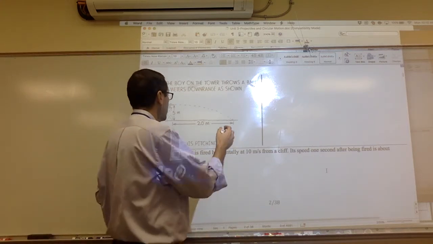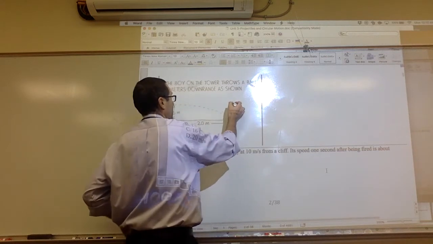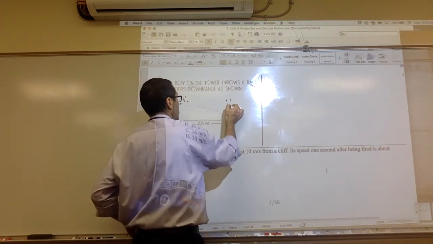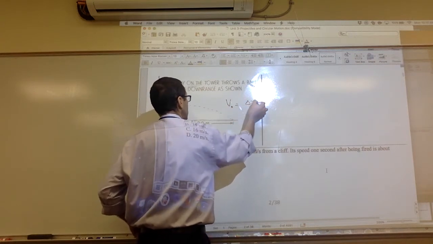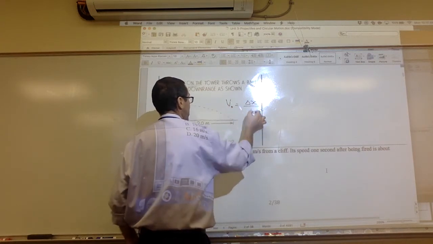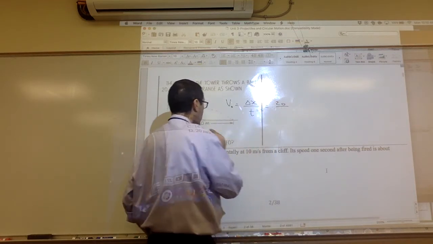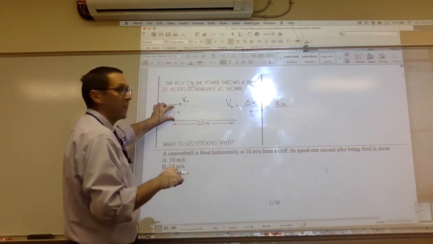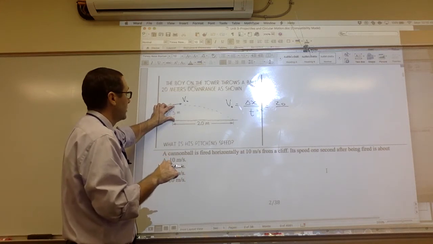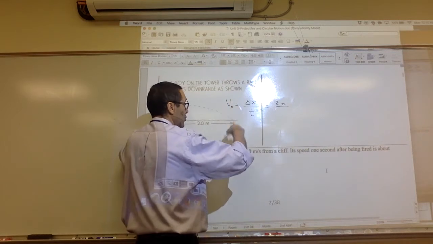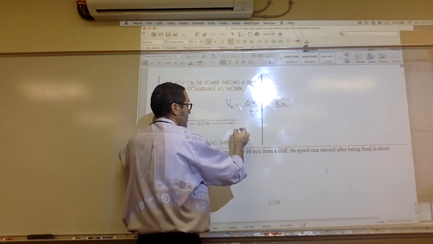In order to do that, we have to start working in the x direction. So he fires this way with an initial velocity V0. And that's delta x, the horizontal distance traveled over time. Now, this is 20 over time. We don't know the time, but we know that the vertical distance is 5 meters. So we have to use the vertical motion equations to figure this out.